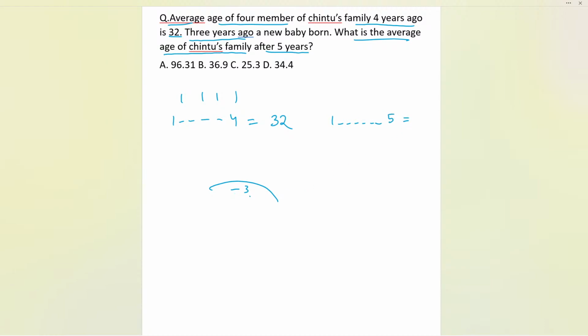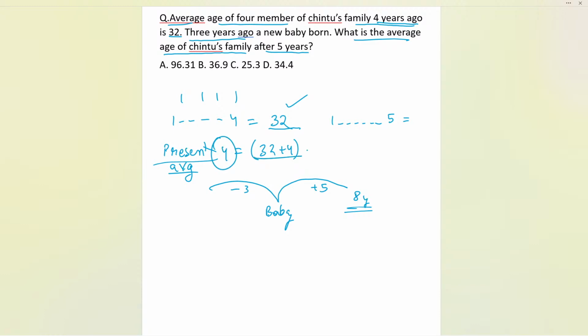So if it is minus 3 over here, then after 5 years, if I talk about the baby's age, that will be 8 years. Okay, fine. Now, 4 years ago, the average was 32. Now, after 4 years, in the present age, if a single number is added to each of the ages, the average will also be increased by the same number. So now, if I write 32 plus 4, this will be the present average age of 4 people. Of 4 people we have written 36.